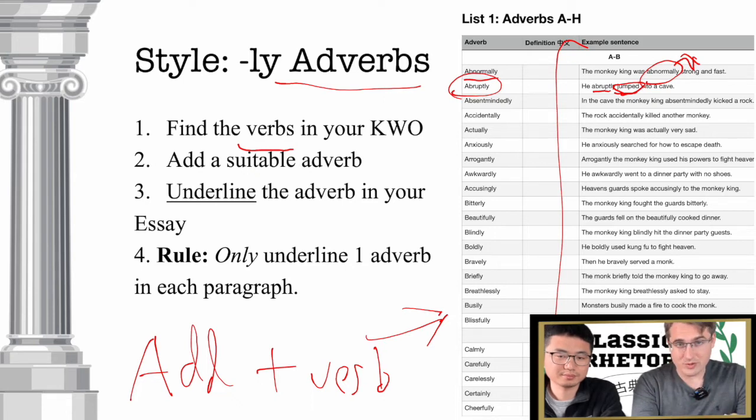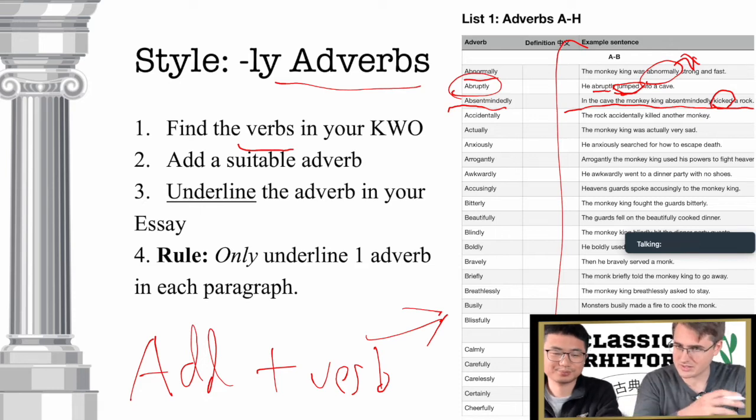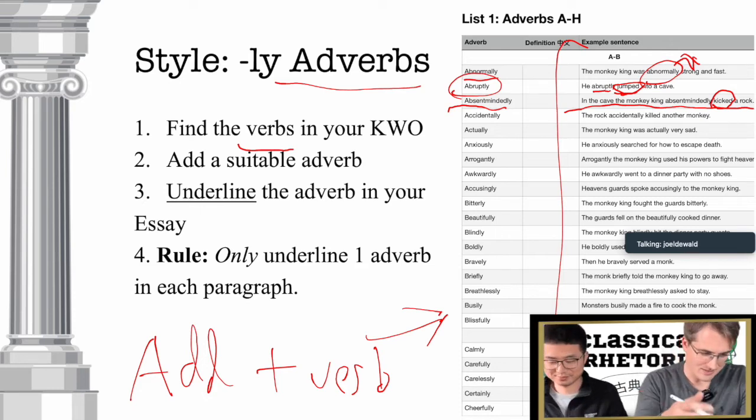So let's go through a few adverbs. Let's see how we add them to a verb. Absent-mindedly. In the cave, the Monkey King absent-mindedly kicked a rock. Chris, where is the verb in this sentence? Kicked. Yes, kicked. Chris, what's the Chinese name for a verb? T. T, but I mean, 动词, right? 动词.